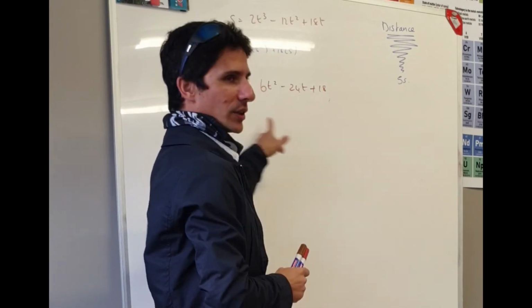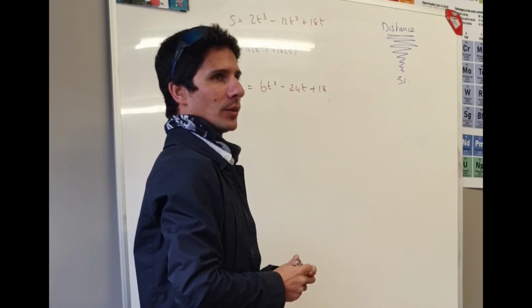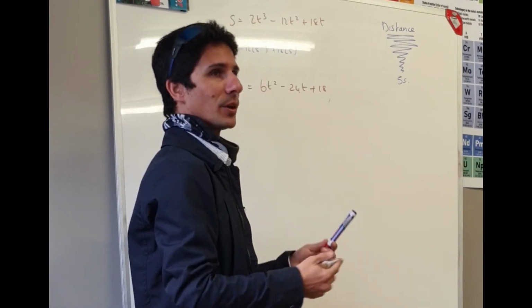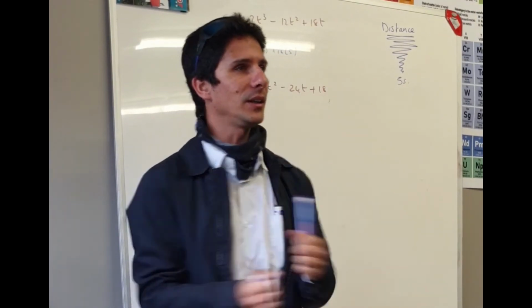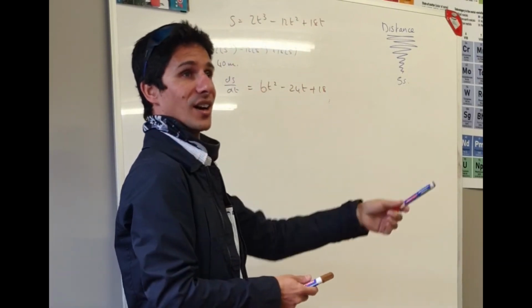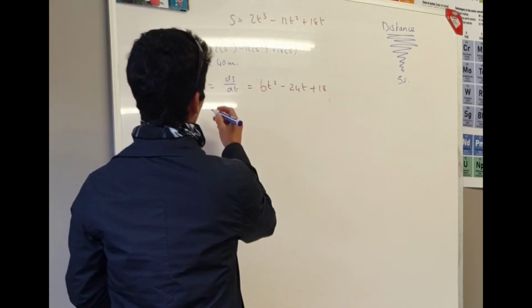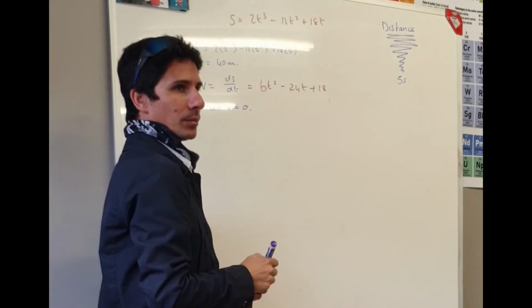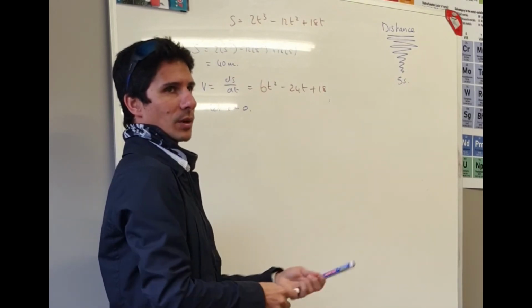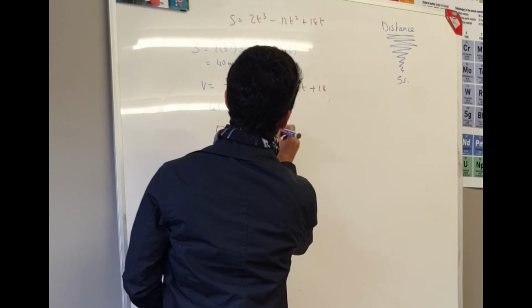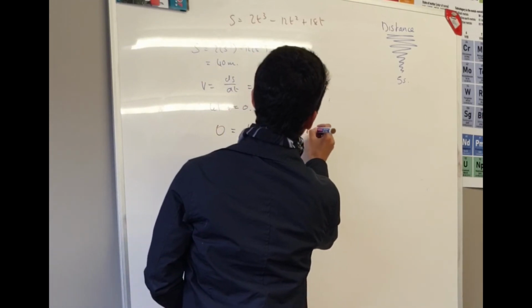What am I interested in finding? I want to know where velocity is 0, because that's where I've momentarily done my little turnaround. Okay, and that'll tell me exactly at what time I've turned around as well. So let's make v equal 0, because that's my turning point. My velocity is 0, and 6t squared minus 24t plus 18.